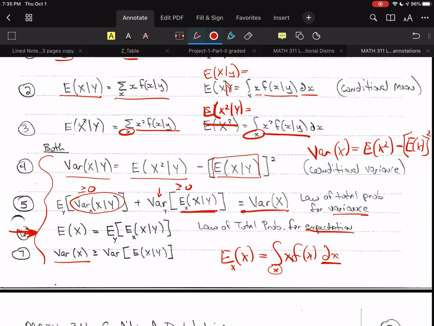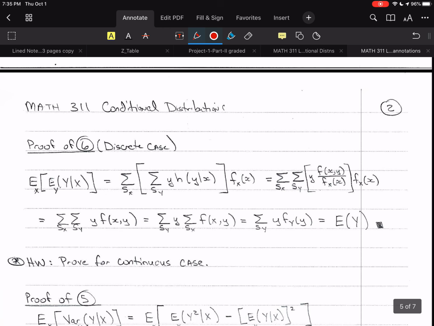And so if it is equal to both this plus this, and this term, the expected value of the variance, can't be negative, then that tells me that this quantity has to be smaller than the variance, and that's exactly what we have there. So let's prove number 6 to begin with.